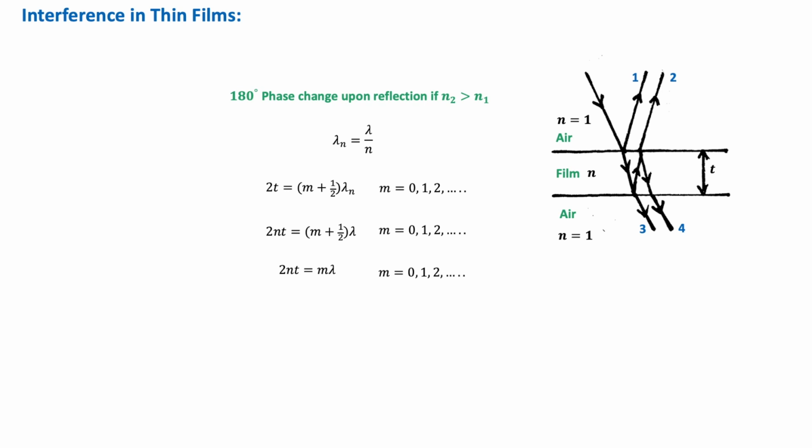Because in this case, either both 1 and 2 will undergo a 180 degrees phase change due to reflection, or both will have no phase change upon reflection, and so the net change in the relative phase between 1 and 2 due to reflection will be 0. Also for ray 3 and 4, they also interfere, and the analysis is similar to that of ray 1 and 2.